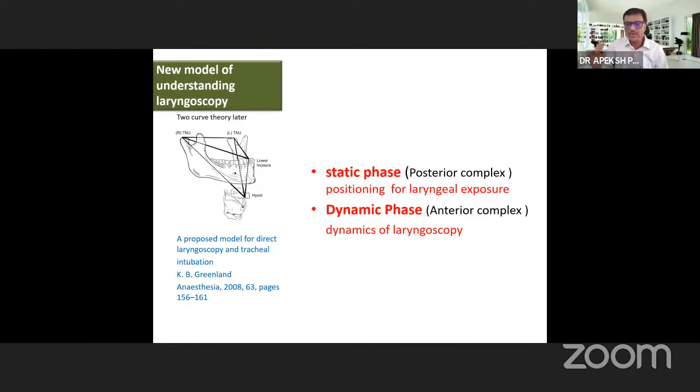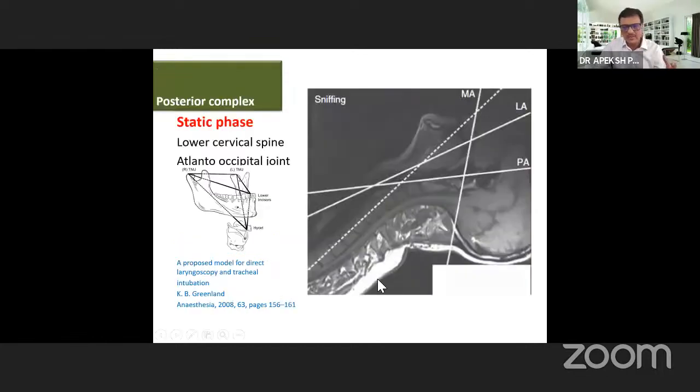Static phase is governed by the posterior anatomical structure of the neck. It's called posterior complex. And dynamic phase is governed by the anterior anatomical structure of the neck. That's called anterior complex. So let's look at the static phase. So our head and neck position has been governed by the C-spine and AO joint. So before doing laryngoscopy, we need to give the sniffing, flex the C-spine and extend the AO joint. And we need to maintain that position throughout the performance of laryngoscopy. So it's a static phase. We are not changing the position during the laryngoscopy.